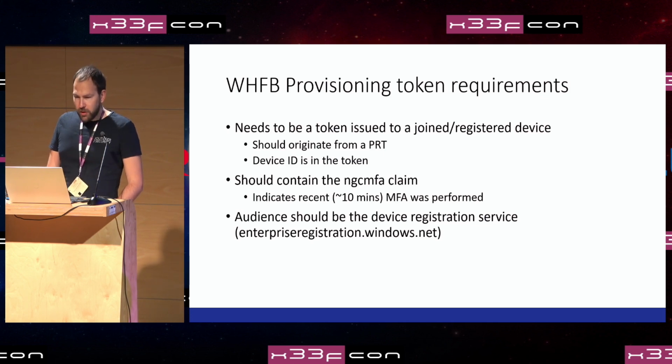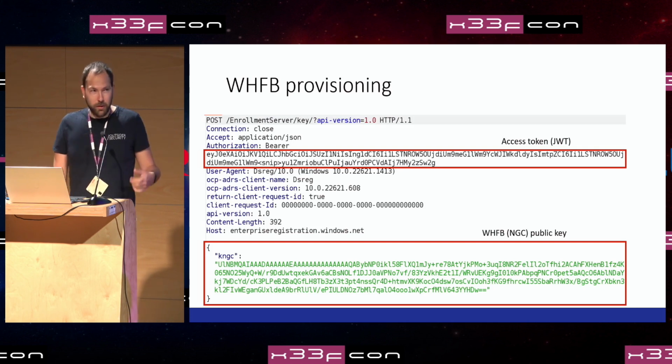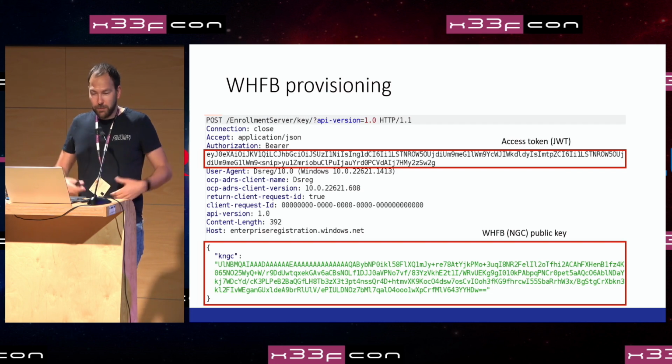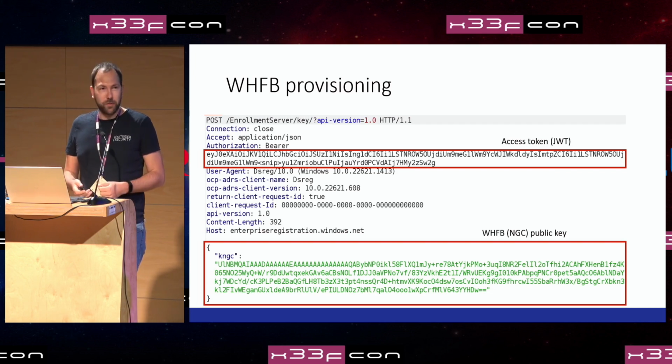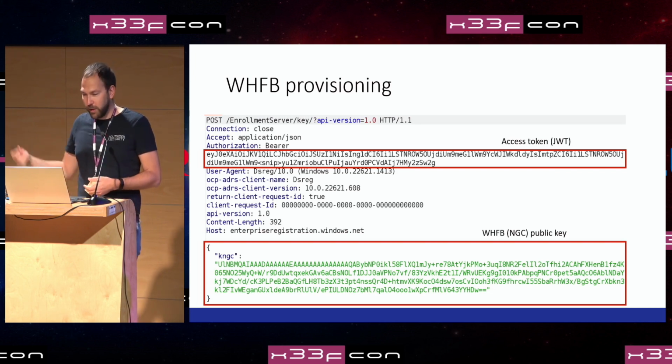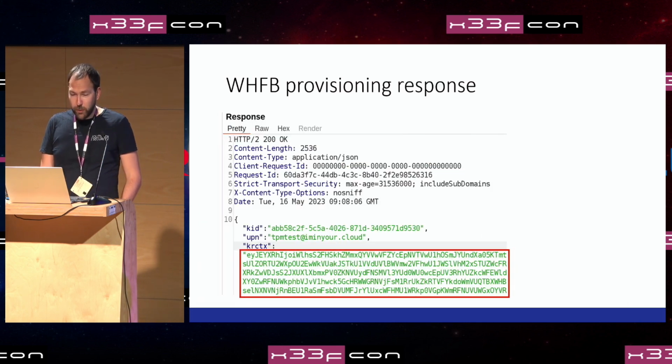Now, the provisioning of a Windows Hello for Business key, I expected this to be complex, but it's really simple. It's just a POST request with a JSON saying here's my public key, please provision this. Of course, it also includes this access token for authentication. But apart from that, it's just a POST like here's the public key. Good luck with it. The response is equally simple.